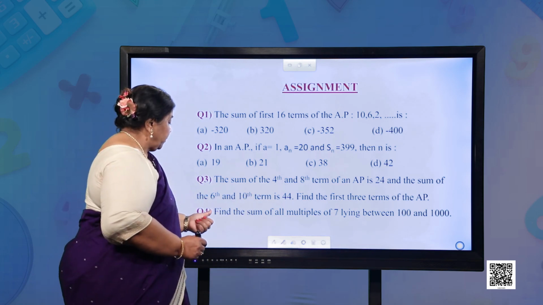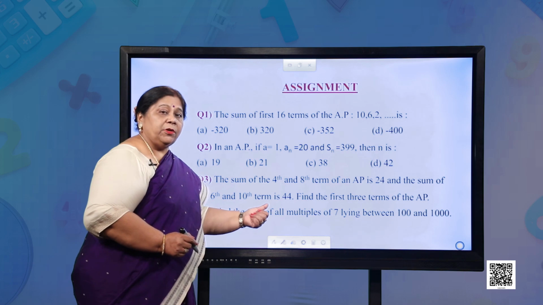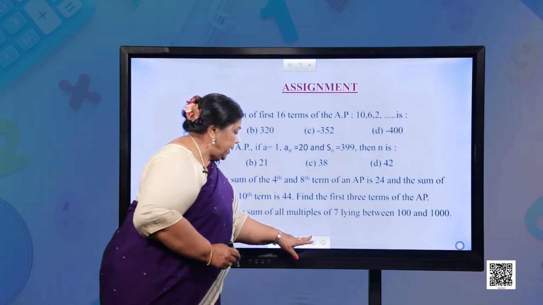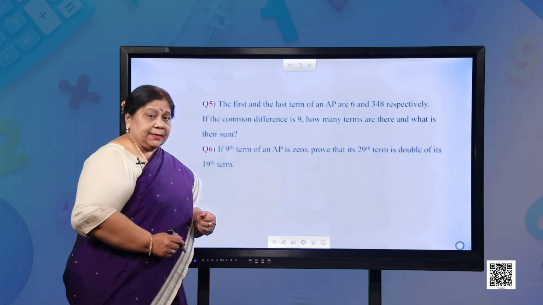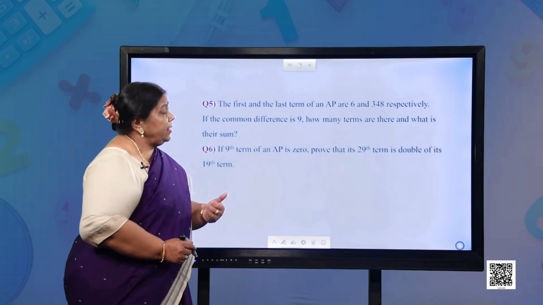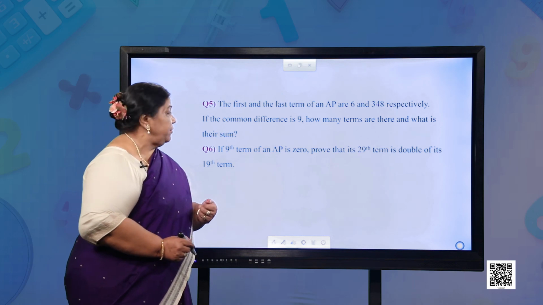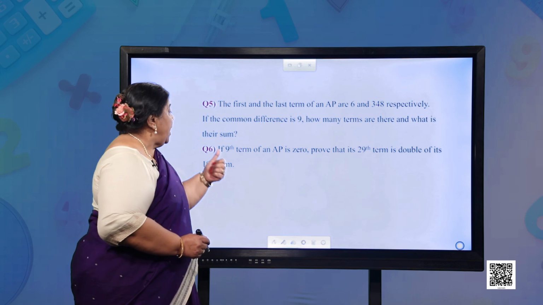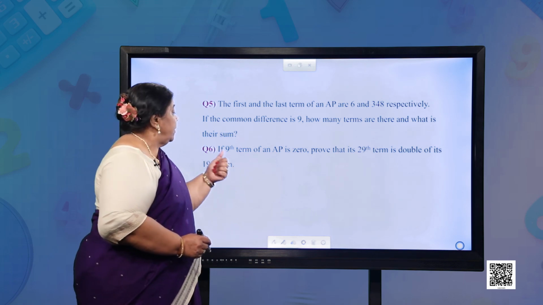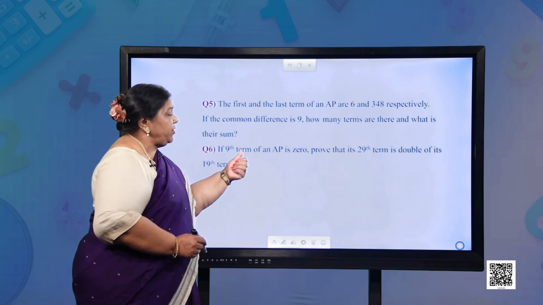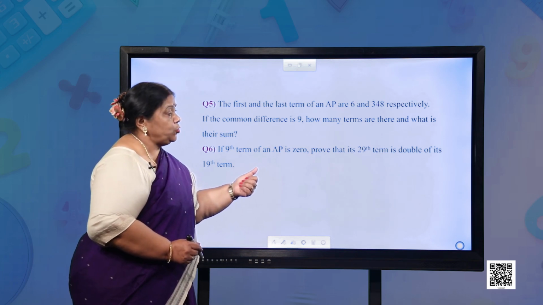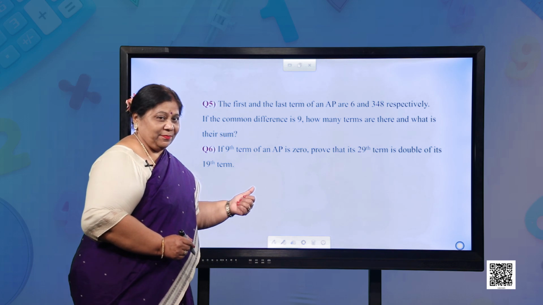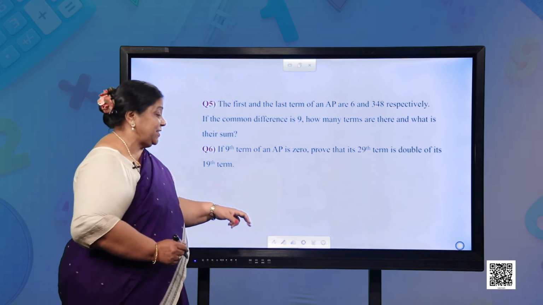Question number 4, find the sum of all multiples of 7 lying between 100 and 1000. Next question. The first and the last term of an AP are 6 and 348 respectively. If the common difference is 9, how many terms are there and what is their sum? Question number 6. If the 9th term of an AP is 0, prove that its 29th term is double of its 19th term.